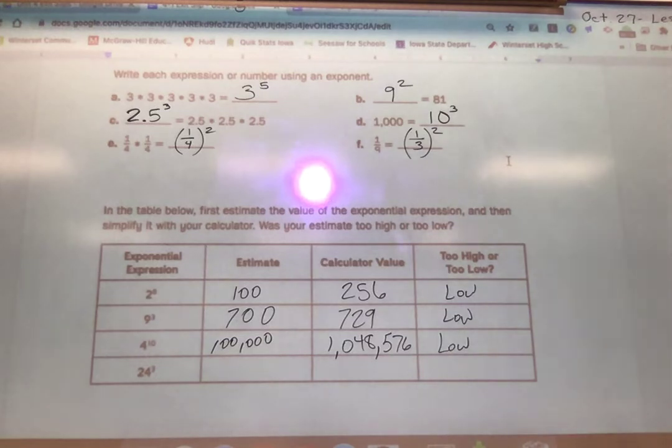People see the 4 and it's pretty small and think it won't be that big, but if you're taking 4 times 4 times 4 times 4, and you get 10 of them, it gets pretty big pretty quick.